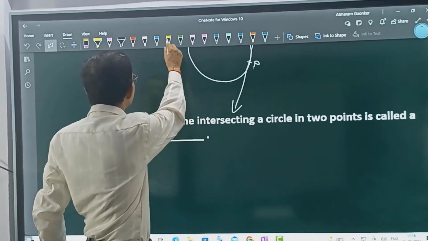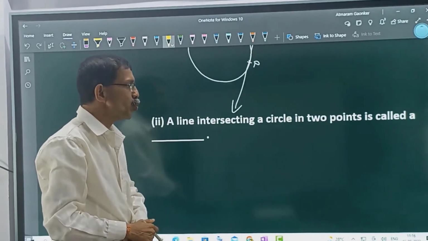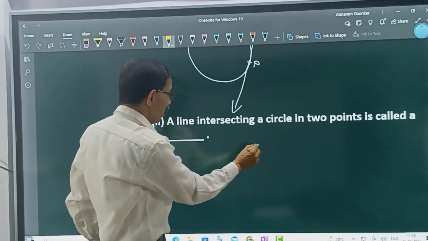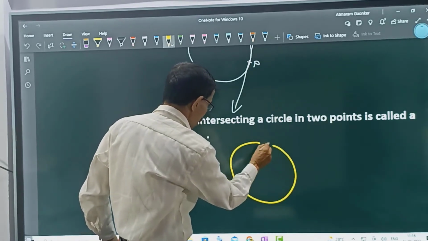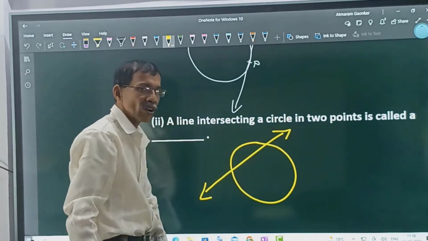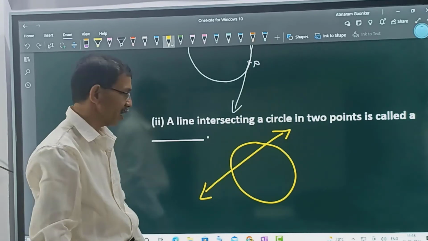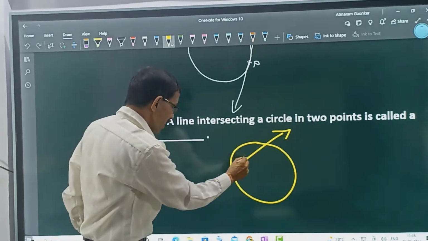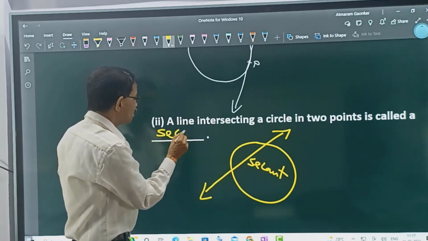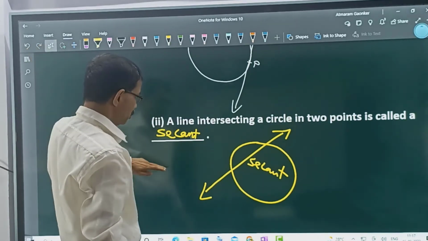Next question is like this. A line intersecting a circle in 2 points is called a dash. Let's say a circle is there, and to this circle there is a line drawn. So at 2 points it cuts the circle. So it is called the secant. This is a secant, and the correct answer is secant. Let's go to the next question.